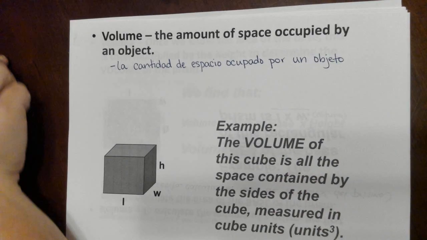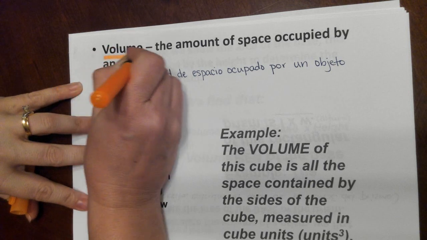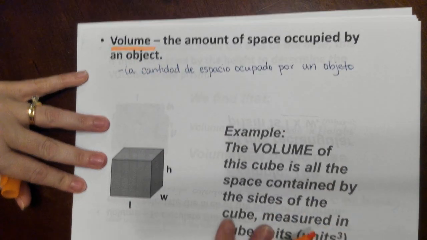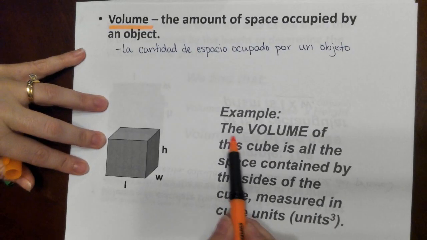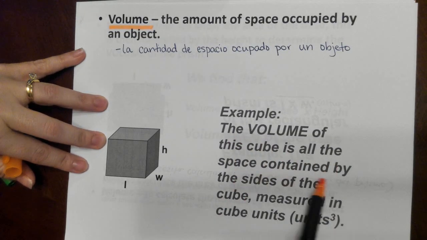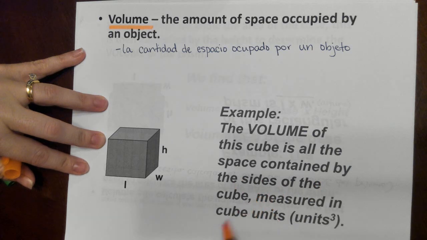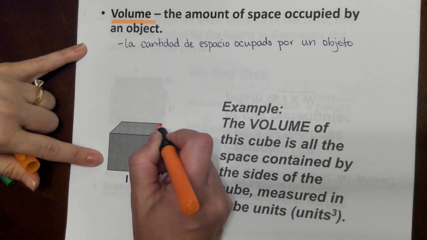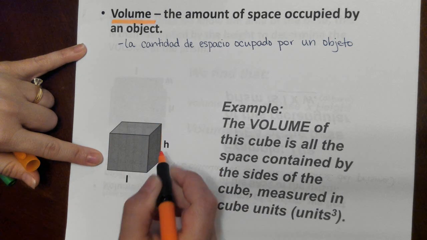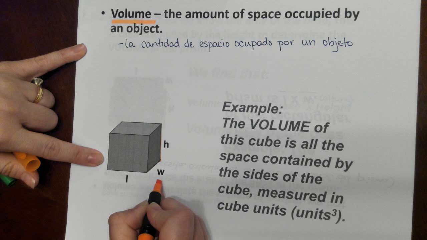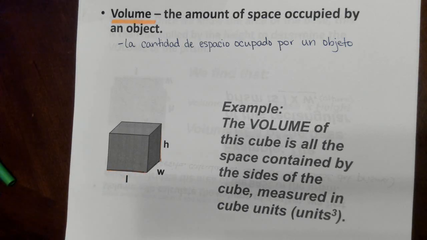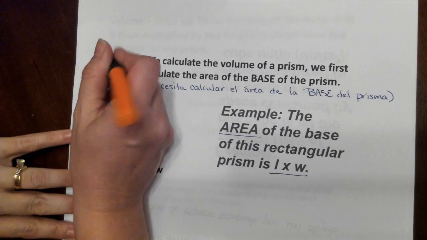So since we know volume, which is what we're looking for, is the amount of space occupied by an object. So the volume of a cube is all the space contained by the sides of the cube measured in cubic units. So here we have a three-dimensional cube. We have height, width, and length. So how do we find the volume?